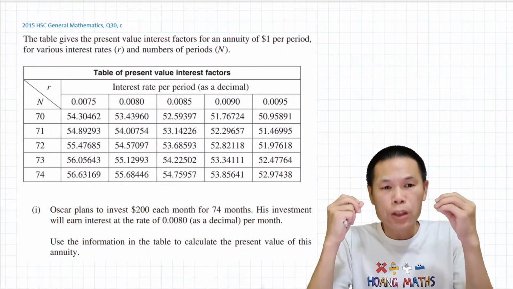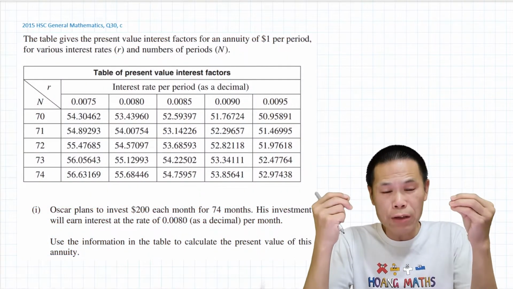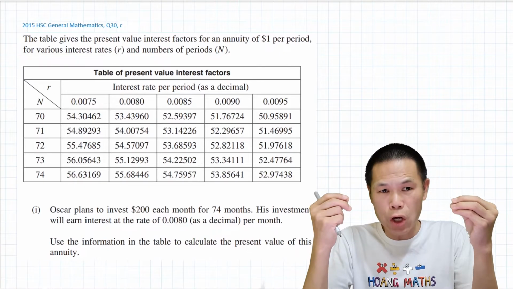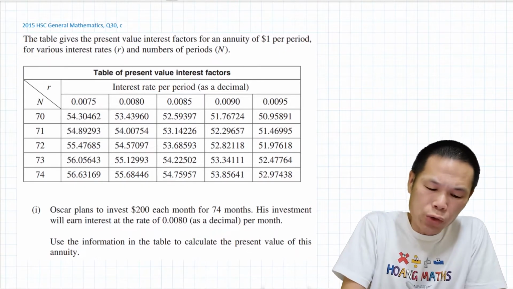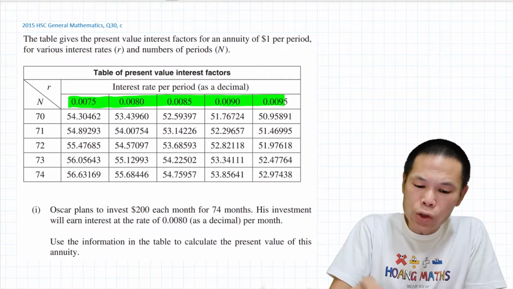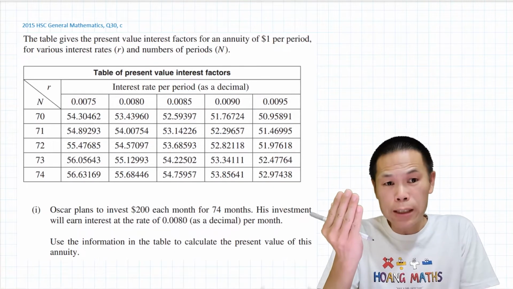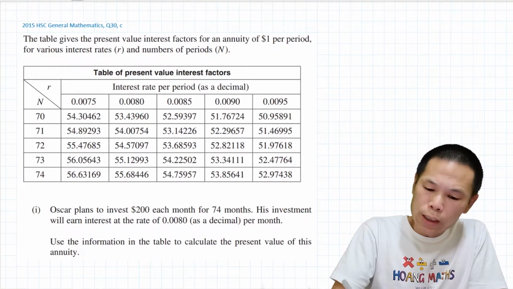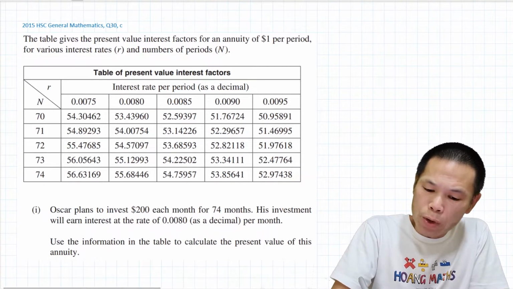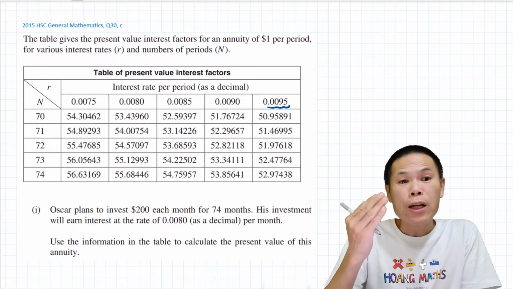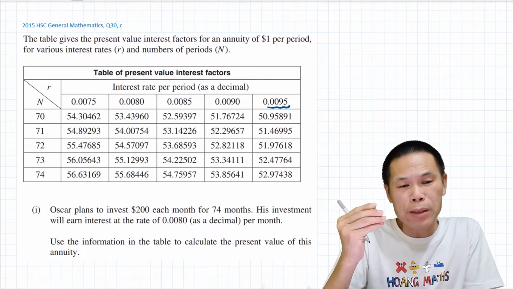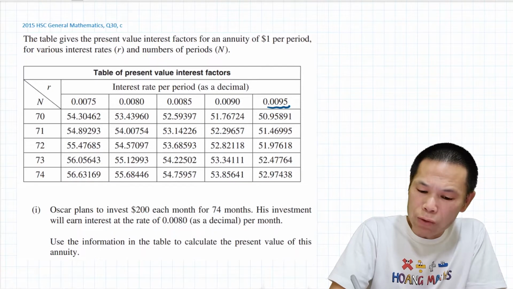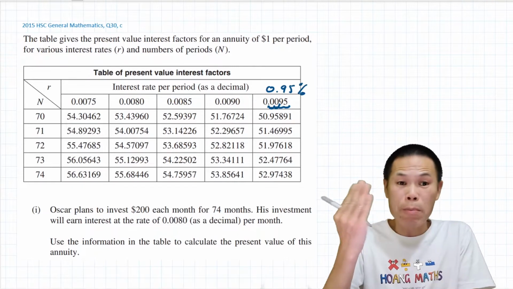First one, the table is showing the present value for an annuity of $1. So we have interest rates here, and the interest rate is in decimal. Therefore, 0.0095 means 0.95%, so we times by 100, which means we move the decimal point 1, 2 places. So that means 0.95%. Just remember that for me.